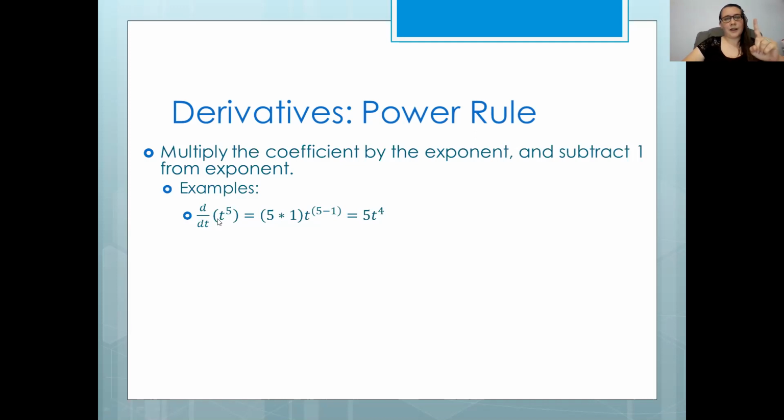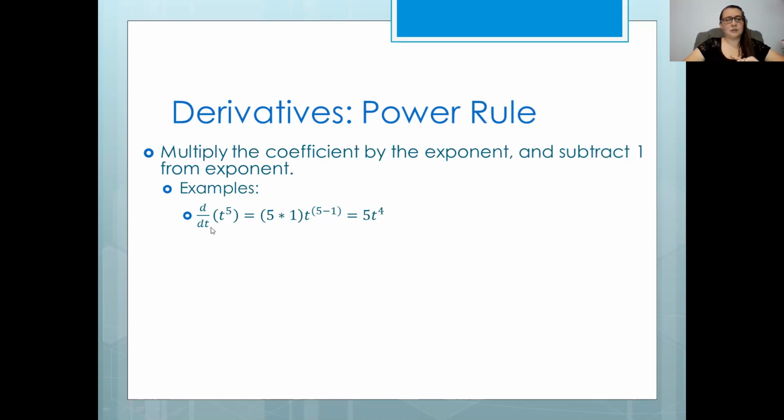So if we look at this function here, t to the fifth, the coefficient of t is this 1, which we didn't bother to write because 1 times t is just t. But we'll pretend that there's a 1 there out in front. The exponent here is 5. So if we multiply those together and write that out front there, 5, the exponent, times 1, the coefficient. Then we write our variable that we were taking the derivative with respect to, so t in this case. And then we subtract 1 from the exponent. So 5 minus 1 is our new exponent.